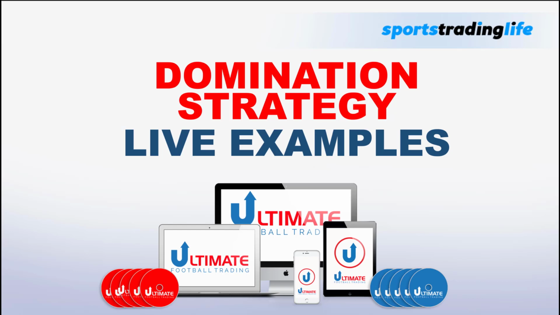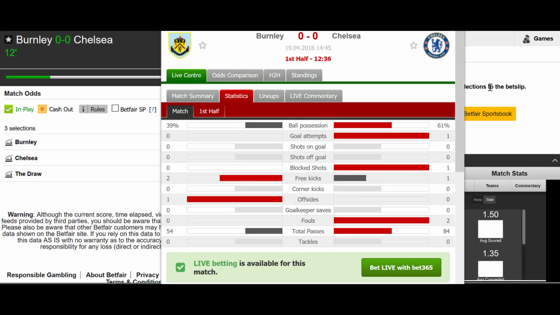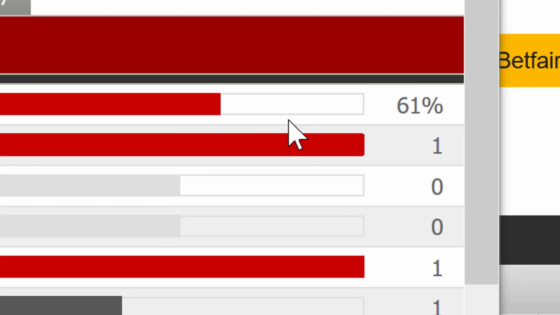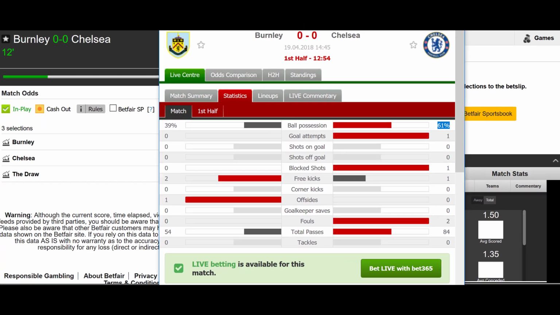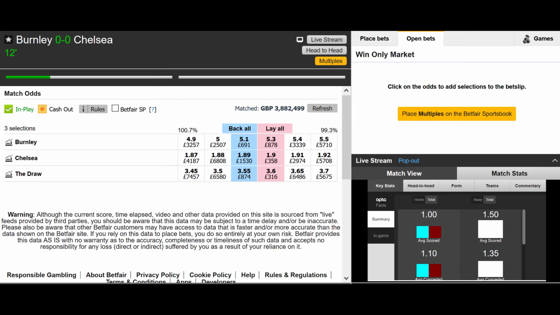Okay, let's get into the live trading examples with the domination strategy. So here's an example which fits the strategy. We've just watched the first 10 minutes of this match between Burnley and Chelsea. Chelsea, very, very dominant, actually had a pretty good chance just a minute ago to take the lead. And we're about 12 minutes in, so we've made our decision. And you can kind of see it highlighted here. They've had 61% of the possession, so they are the dominating team, that is for sure.